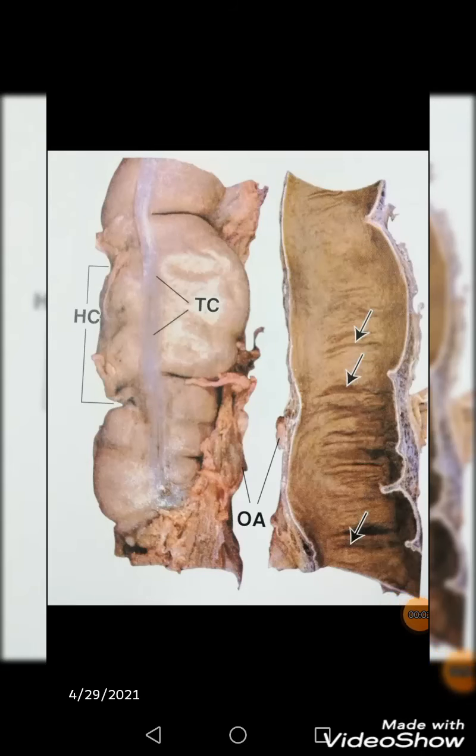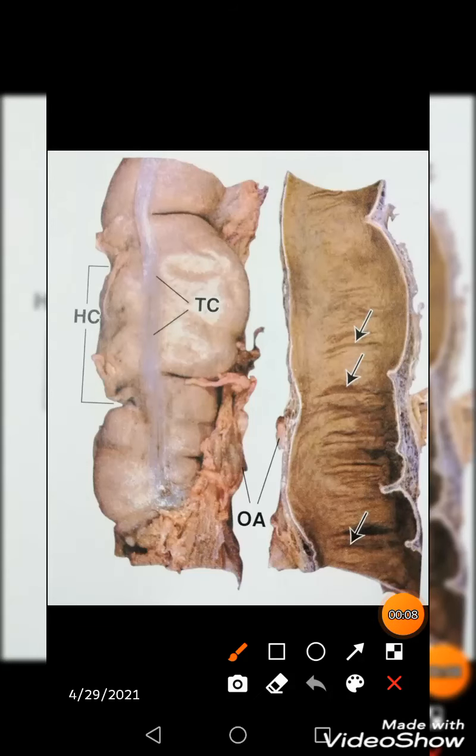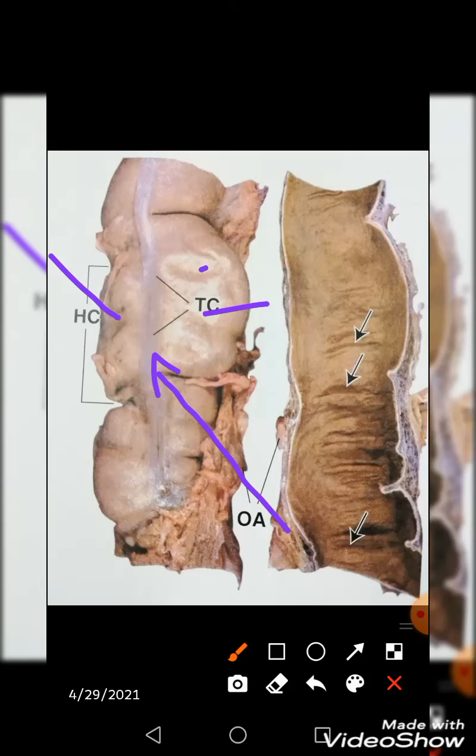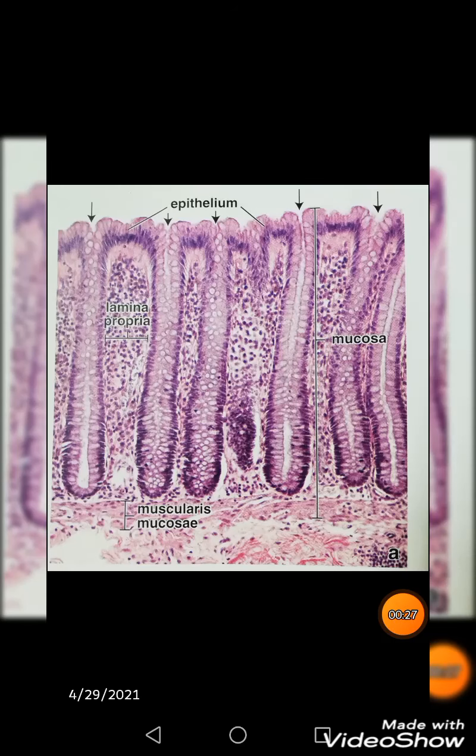A few more pictures of your large intestine. This is a typical portion of the large intestine, and you can see the tinea coli. You can visualize the haustration on both sides, and in cut section you find the inner mucosa in this picture. And let me move towards the next diagram.